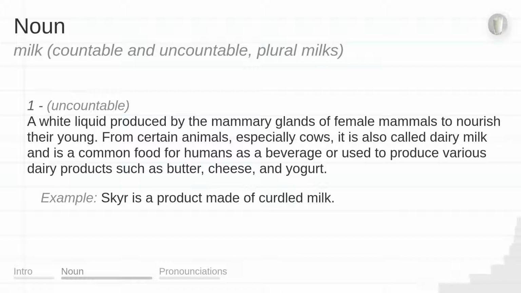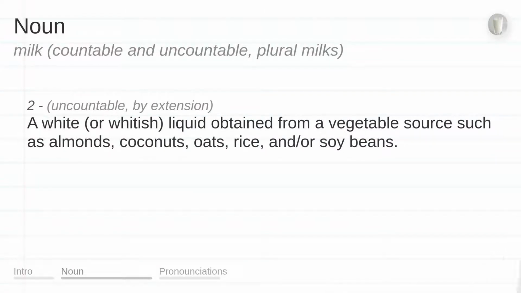Example. Skyr is a product made of curdled milk. A white, or whitish, liquid obtained from a vegetable source such as almonds, coconuts, oats, rice, and or soybeans.